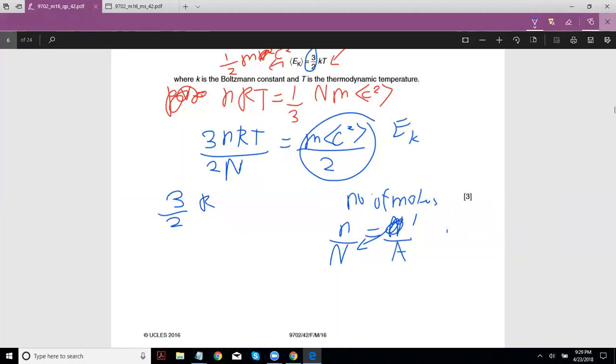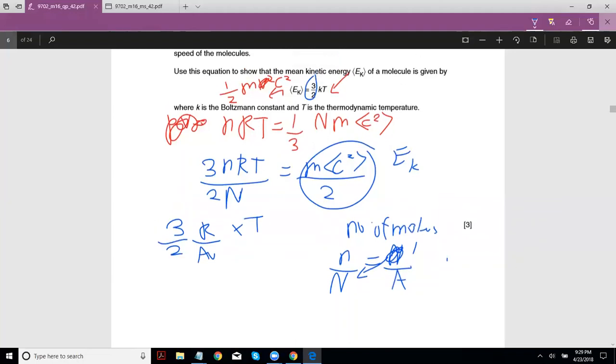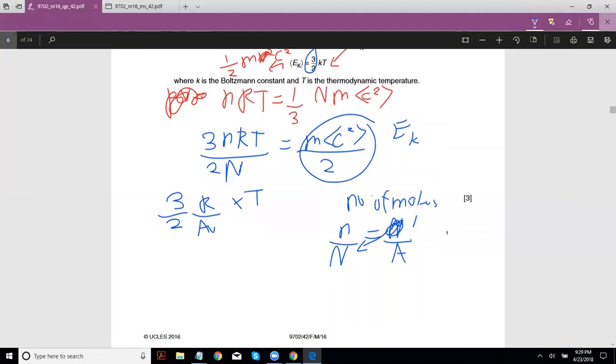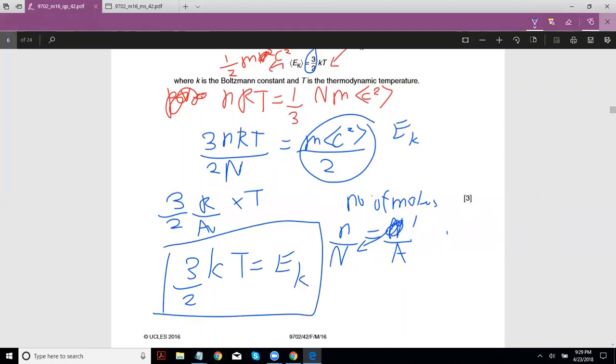And if you have R upon your Avogadro's constant into T, R upon A is a constant, 8.31 over Avogadro's number, which is also a constant. So you're left with a constant k, which you should know is the Boltzmann constant, and you're good with this.